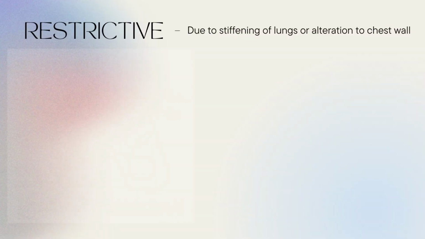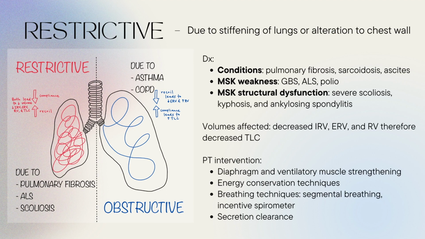Okay, so knowing that, let's move on to what a restrictive disorder is. A restrictive disorder is due to stiffening of the lungs or alteration to the chest wall. This can be due to various conditions, musculoskeletal weakness, or musculoskeletal structural dysfunction. Examples of structural dysfunction might be scoliosis, kyphosis, ankylosing spondylitis. Musculoskeletal weakness includes Guillain-Barré syndrome, Lou Gehrig's disease or amyotrophic lateral sclerosis, and polio. Conditions such as pulmonary fibrosis, sarcoidosis, and ascites can also lead to this restrictive disorder.